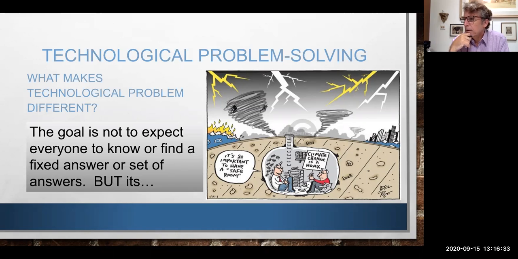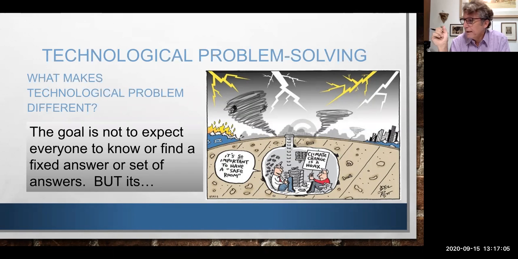Nelson Ramos, I'm going to pick on you. What do you think comes next? The goal is not to expect everyone to know or find an answer to the technological problem, but it's what? I'm going to say it's easier to something. Any idea, Nelson? Sorry to put you on the spot. This is a tough one.